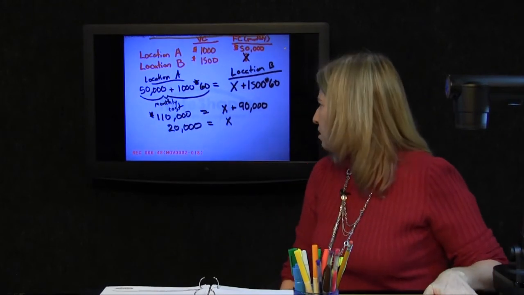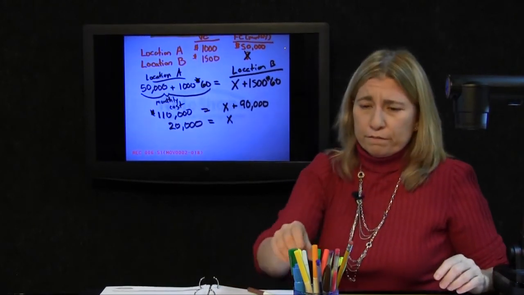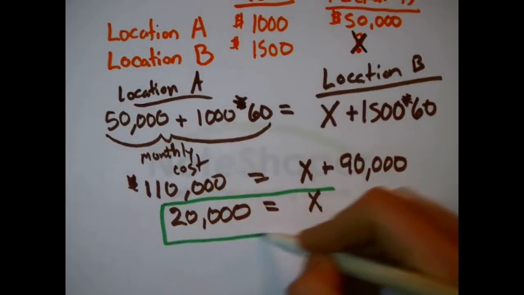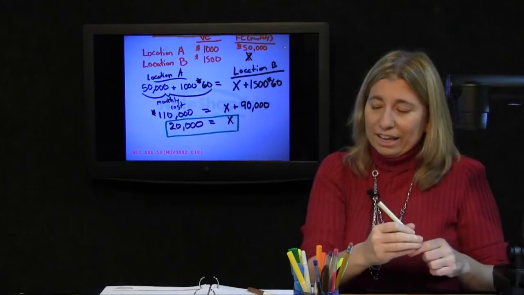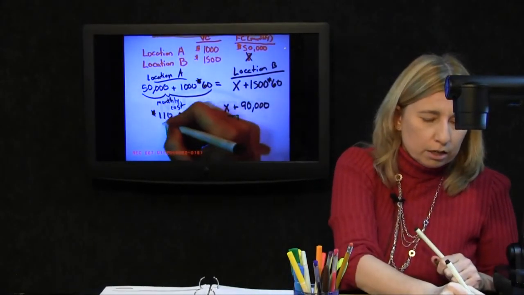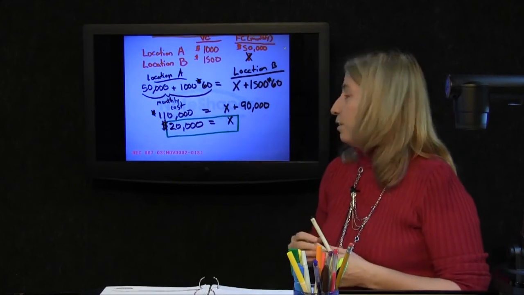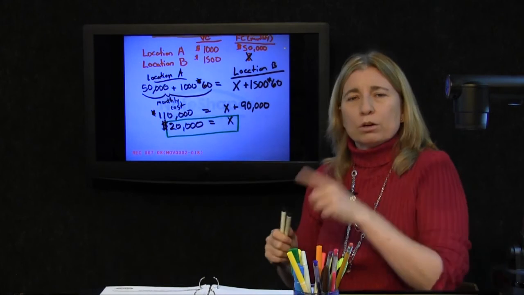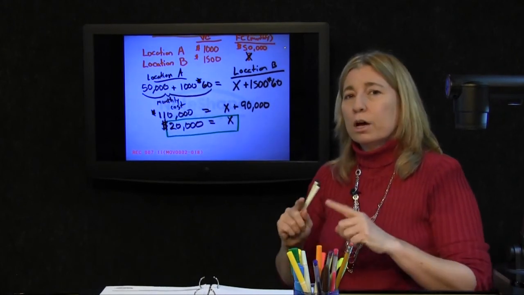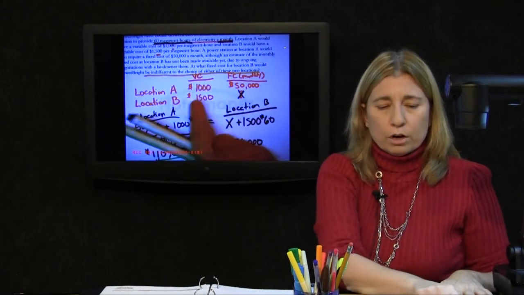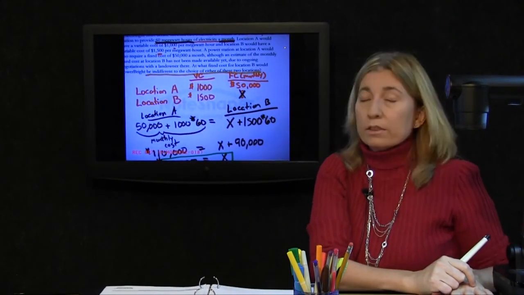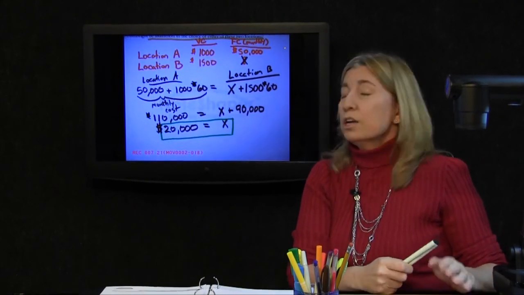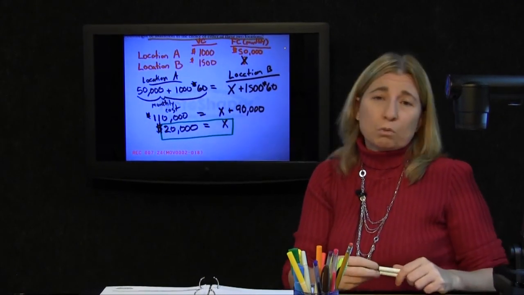Oh, that's the answer. If the fixed cost at location B were exactly $20,000, PowerBright would not care whether they were at location A or location B, because if you computed the cost at 60 megawatt hours a month at each location, it would balance. It would be precisely $110,000 in each case. So the answer is a fixed cost of $20,000.